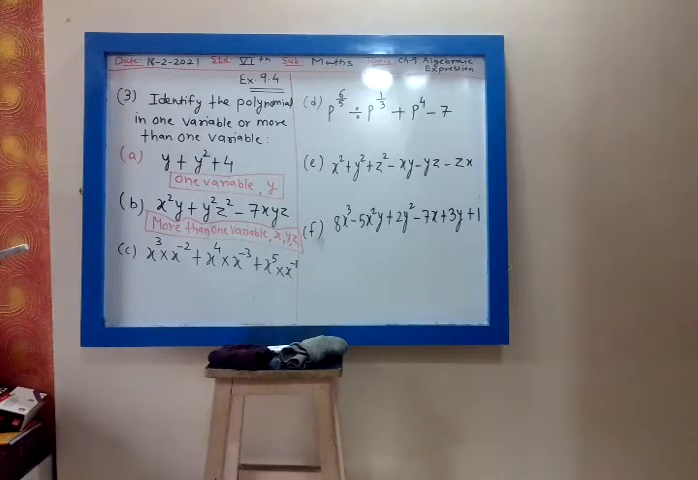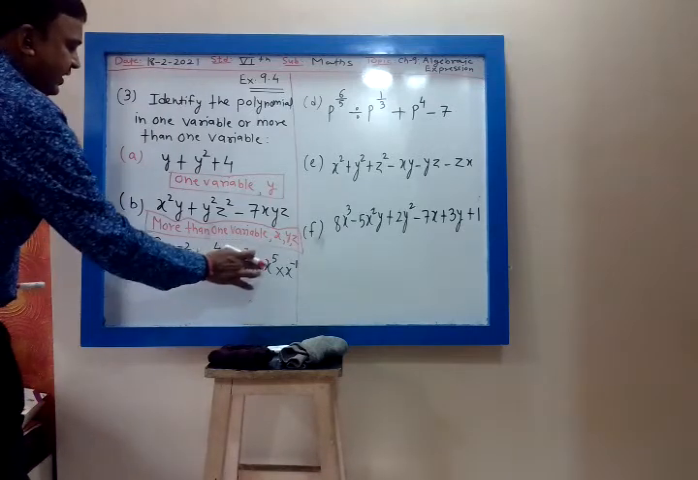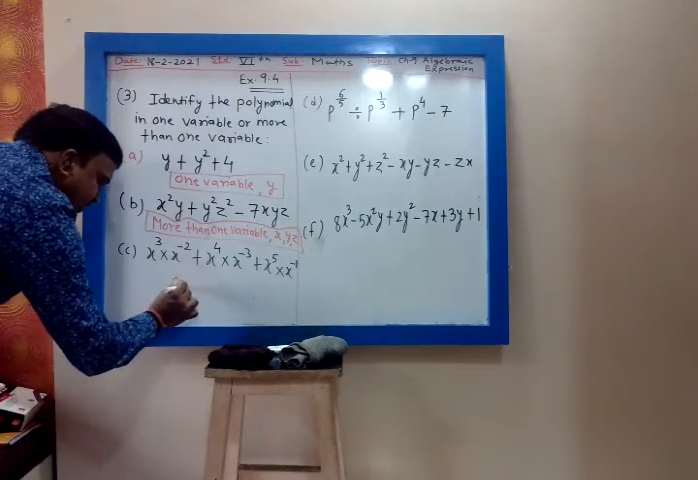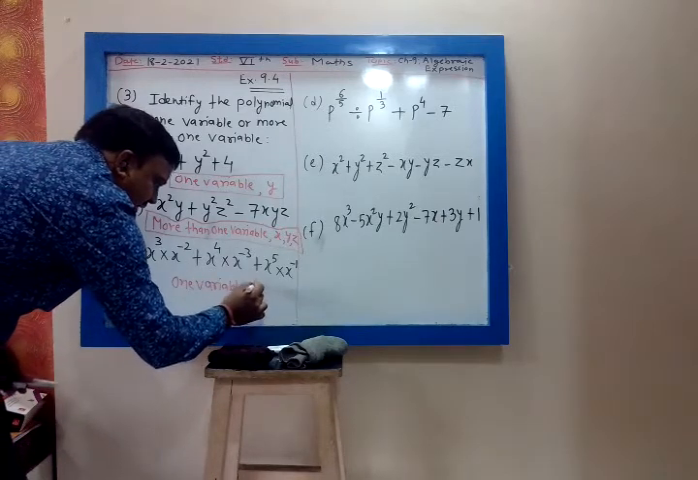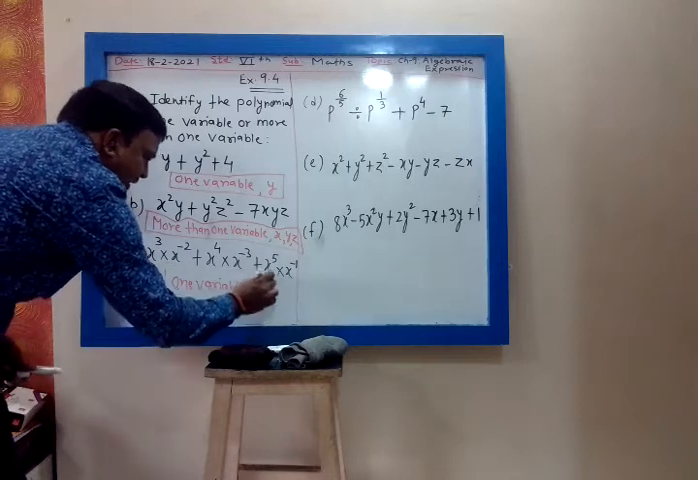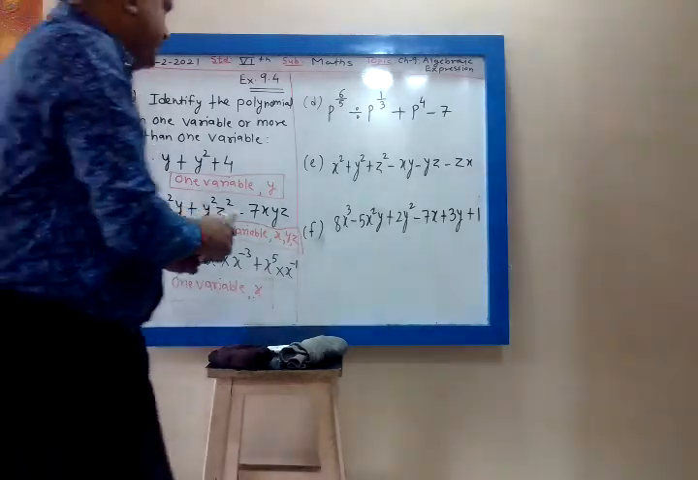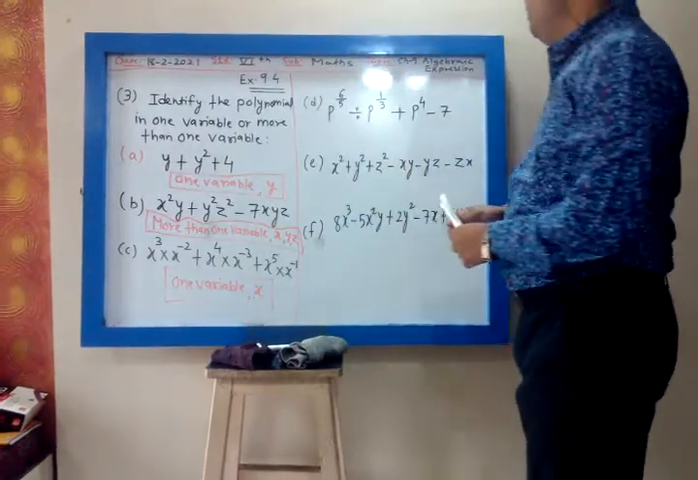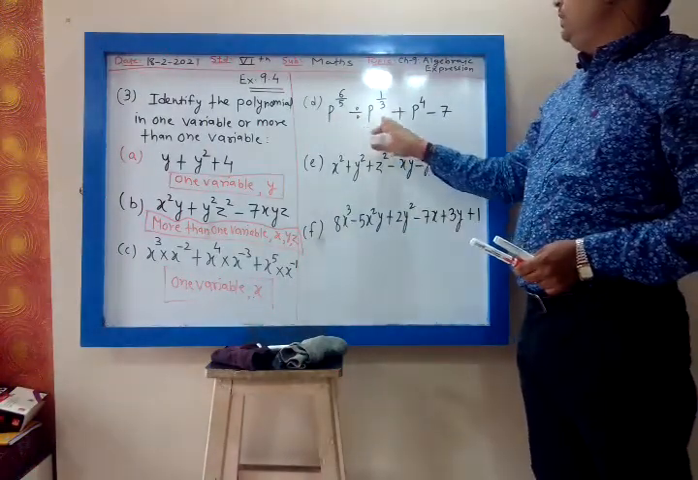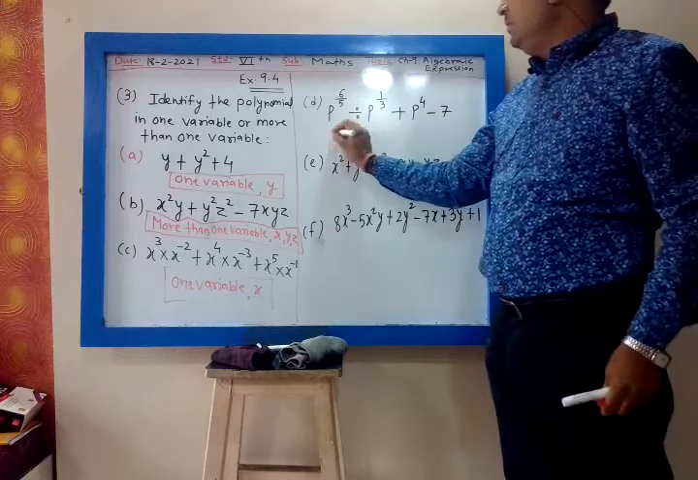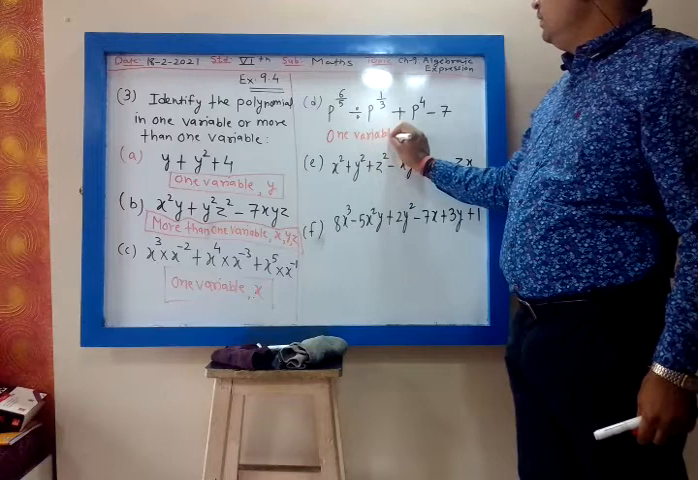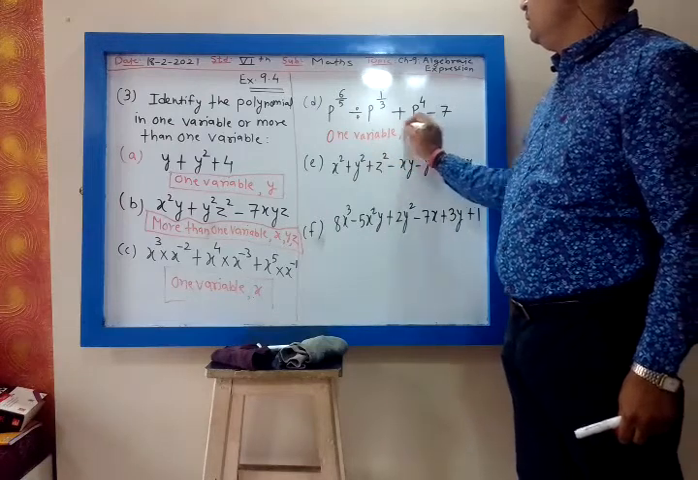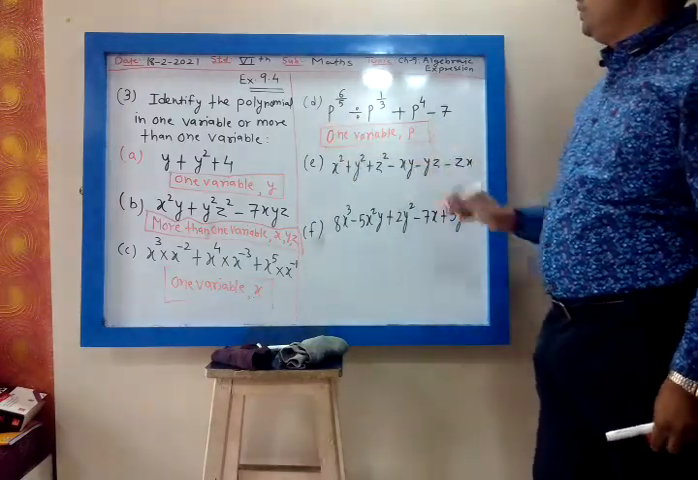Next one, how many variables can you see? X, x, x. So this is one variable, that is x. So you have to find how many variables are there. Next, how many variables can you see? P. One variable, P. That is one variable, comma P. P is that variable.